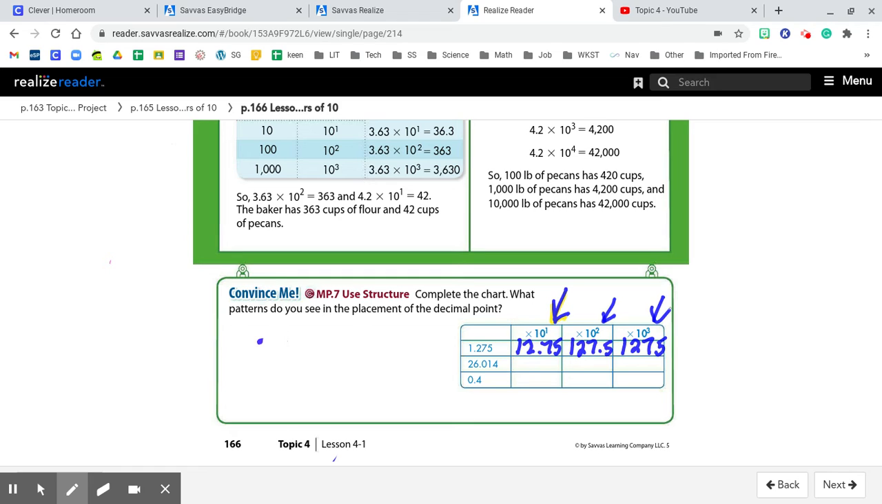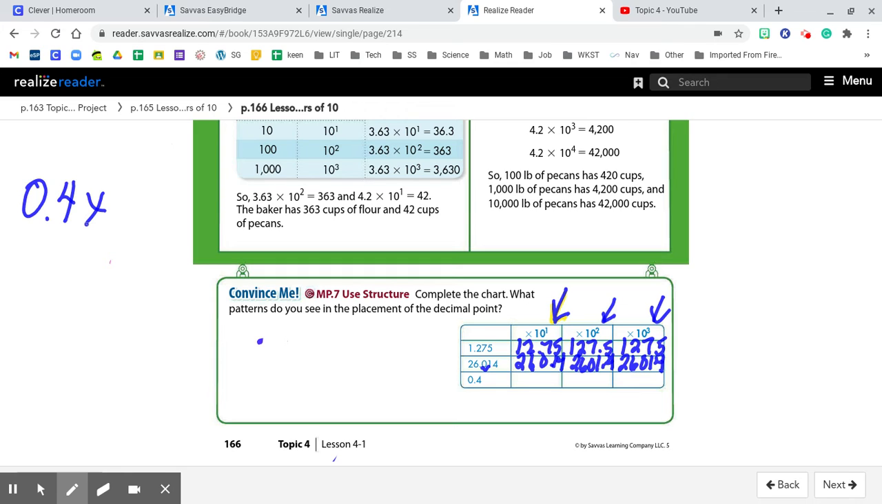Let's see if that's different on the next one. Move it 1 place, 26.014. Move it 2 places, 260.14. Move it 3 places, 2601.4. Didn't have to annex any zeros on that one. On the next one, I think we're going to have to annex our zeros. And let me put it up here so you can see it a little bit better.